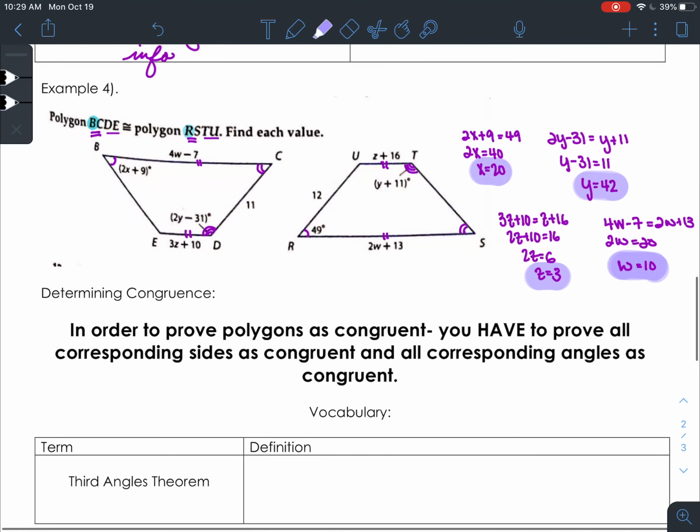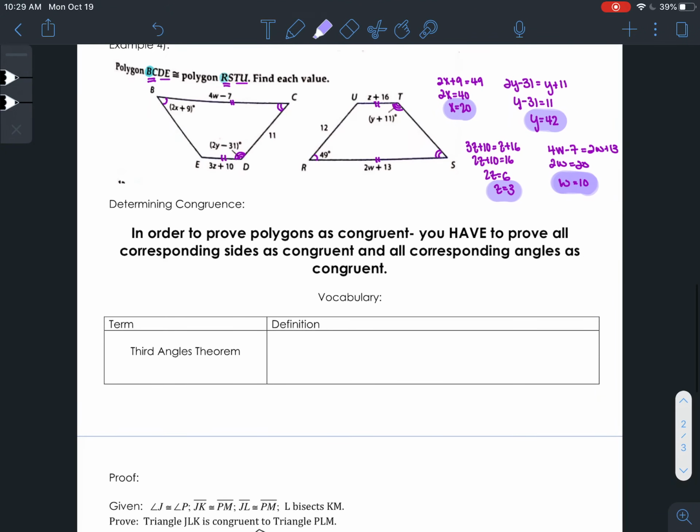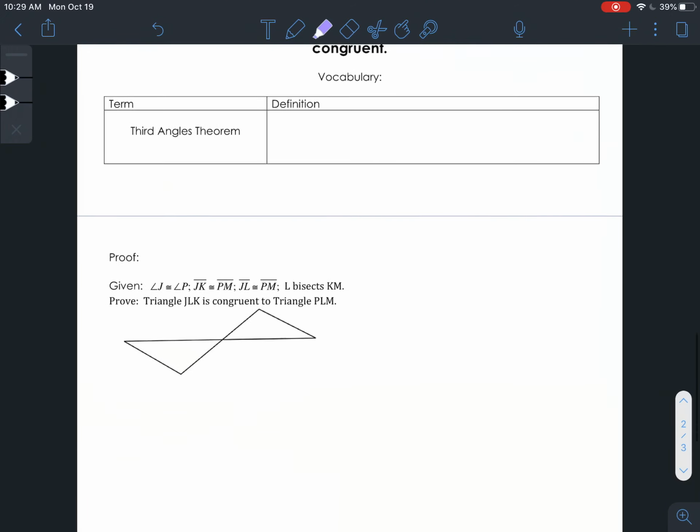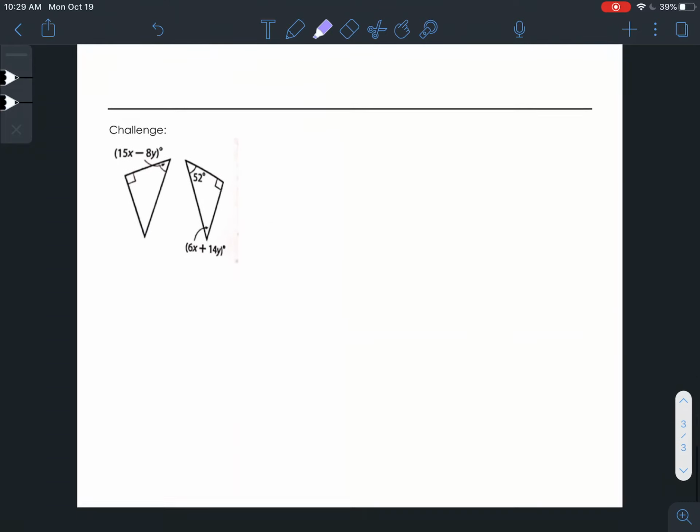Okay. Last thing before I pause this: when you're determining congruence, what we're about to do is get into a proof. In order to prove polygons congruent, you have to prove all corresponding sides congruent and all corresponding angles congruent. So let's keep that in mind when we come back and do our proof.